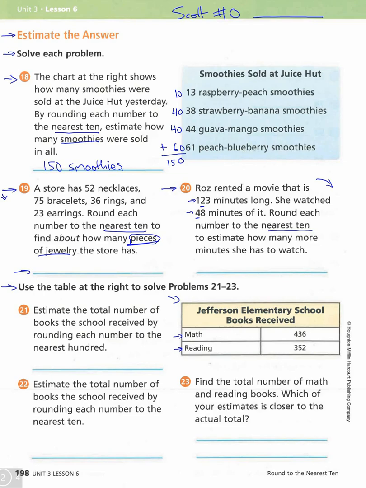Books received. So let's look at number 21. Number 21 says to estimate the total number of books the school received by rounding each number to the nearest 100. Nearest 100. So you guys know how to do that. We did that before. So round each of those to the nearest 100, add them together, and then your answer is what?